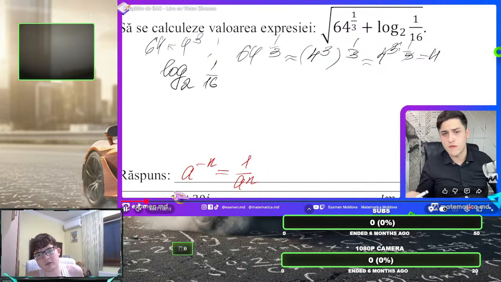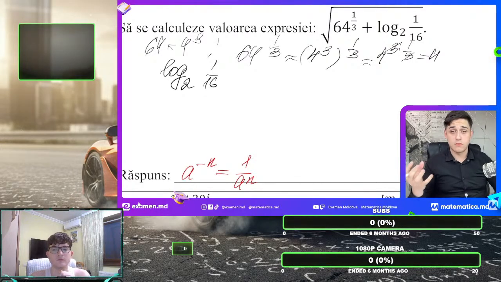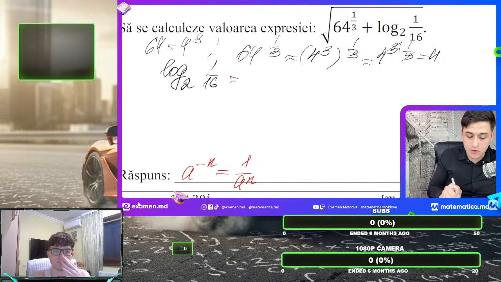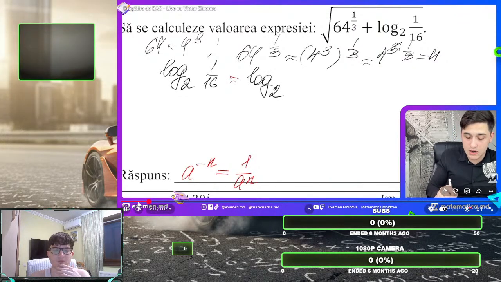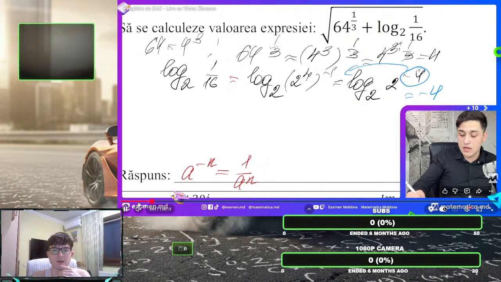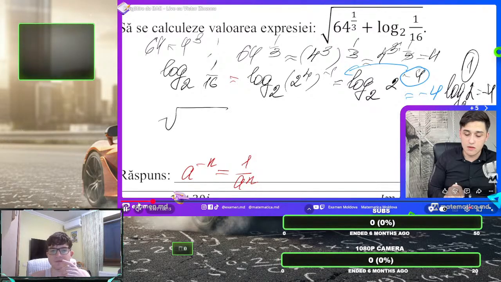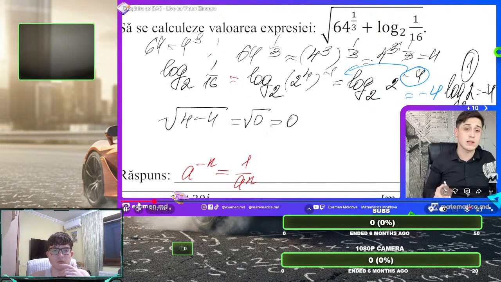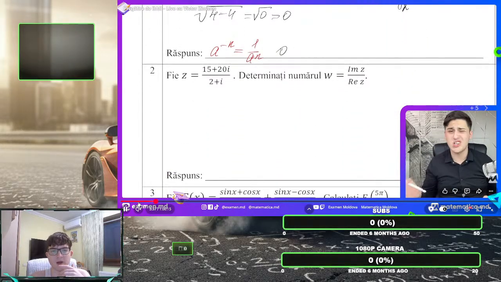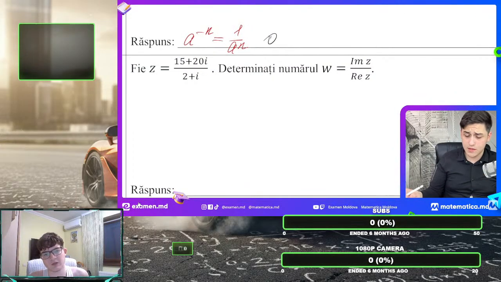So let's see how it is. Base 2. That's amazing. Minus 4 up front, so it's minus 4, bro. It's square root of 0, which is what? 0? Okay, so actually square root of 0, so 0. I thought square root of 0 is like something not that nice, but it's actually nice.